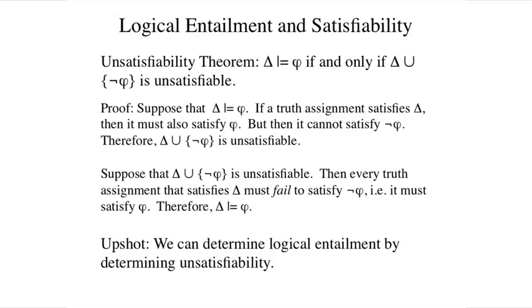Note that logical entailment and satisfiability have an interesting relationship to each other. In particular, if a set delta of sentences logically entails a sentence phi, then delta together with the negation of phi must be unsatisfiable. The reverse is also true. If delta and the negation of phi is unsatisfiable, then delta must logically entail phi. This is guaranteed by a meta-theorem called the unsatisfiability theorem, shown here, with a small proof that it's correct.